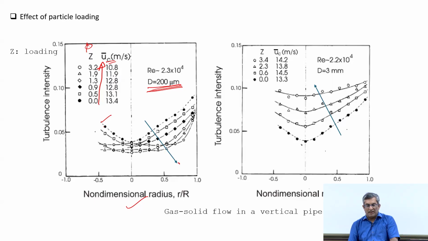But then they conducted the same experiments. If you see, the Reynolds number remains the same. This means that the turbulence without particles in the flow was the same, but they used 3 mm particle or 3000 micron particle, 200 micron to 3000 micron. Now you see that the particle loading causes an increase in the turbulence intensity. So, more or less we see a similar effect here as in the previous case.